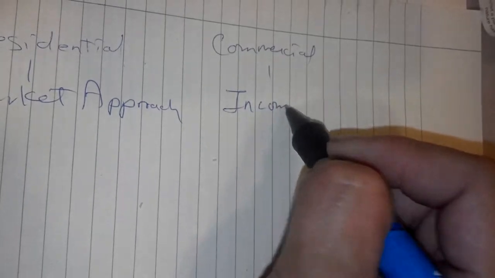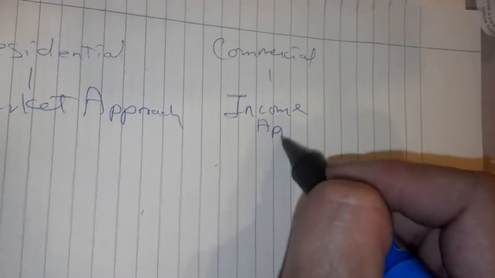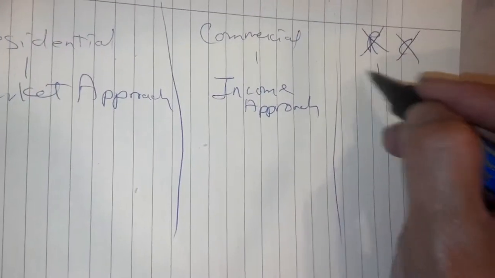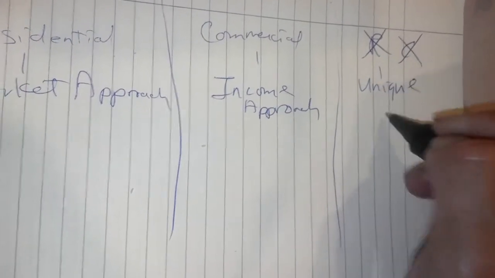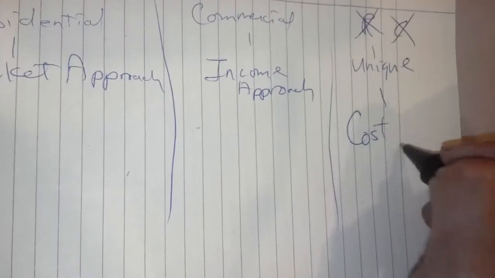If it is a commercial, because it has income, so we call it income approach. If it is not a residential, not a commercial, we just categorize it as like a unique, and so we call it cost approach.